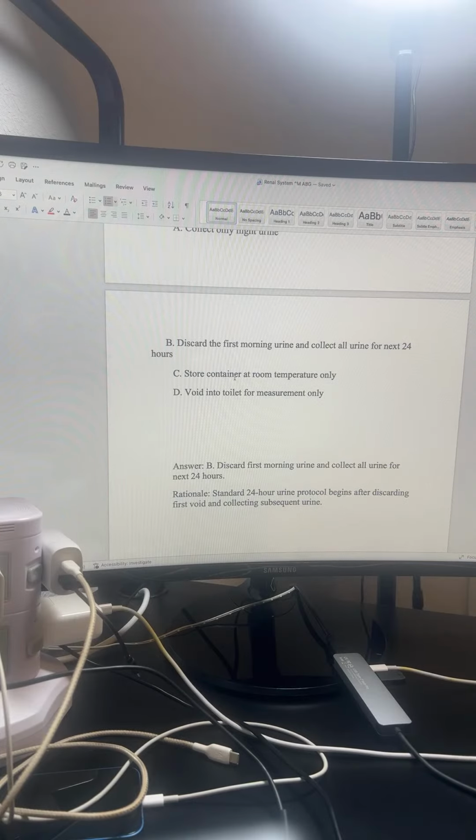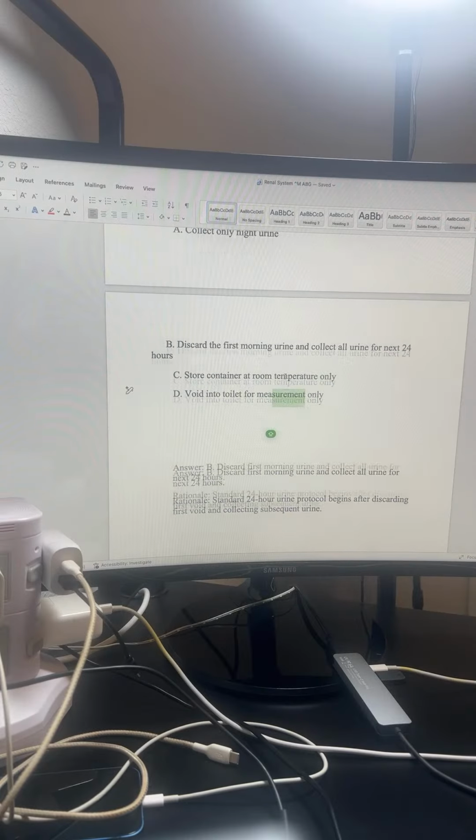You want to make sure you keep the container stored at room temperature. All right. Void into toilet for measurement. There's no way that is possible. All right.